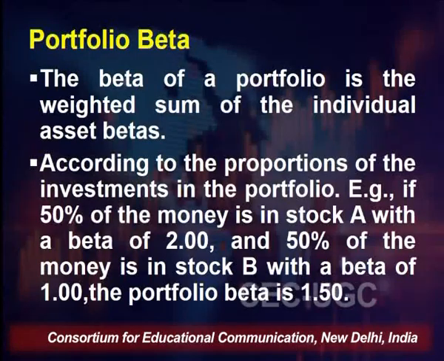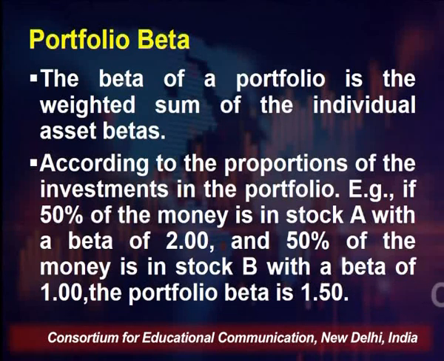But as an investor, we never invest in just one stock. So we understood how we calculate the beta of a particular stock. But what if I have invested in, say, 6 different stocks, and all these 6 different stocks have different betas? How can I as an investor calculate the beta of the overall portfolio? So what is my portfolio beta? The beta of a portfolio is the weighted sum of the individual asset betas.